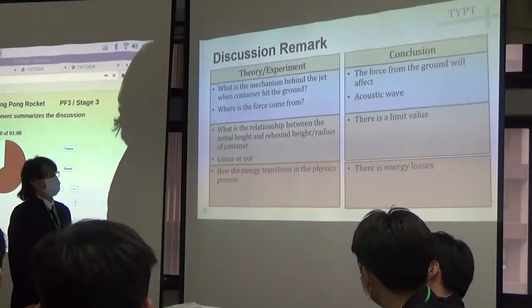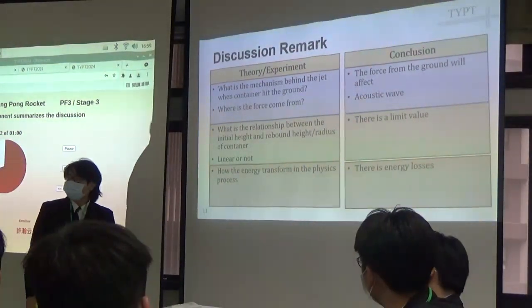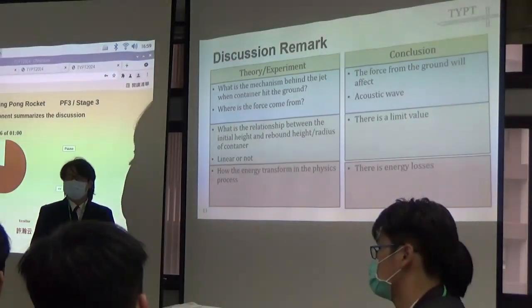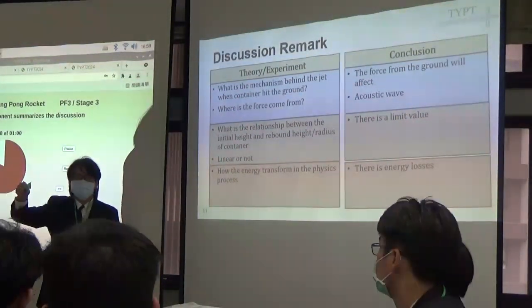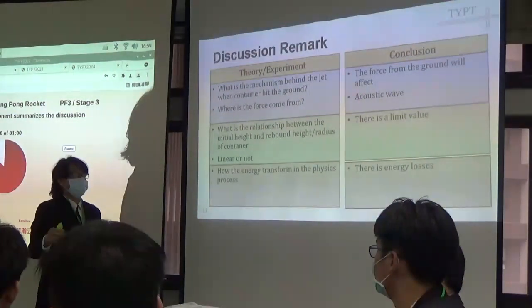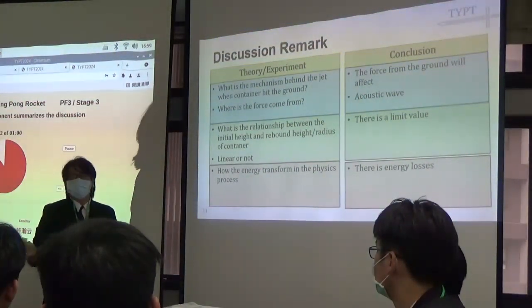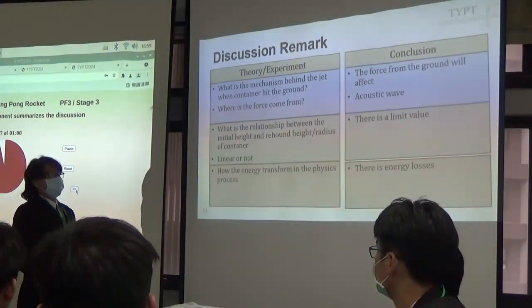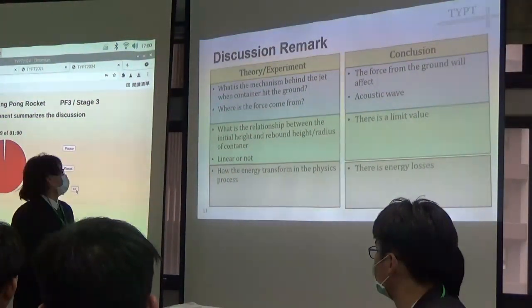I also asked where the force comes from. The reporter tried to ignore the volume force, because they consider that it just taps the surface, so they can ignore it. It's very little compared to the compression weight. So there's a limit value of the initial height. That will be my summary.